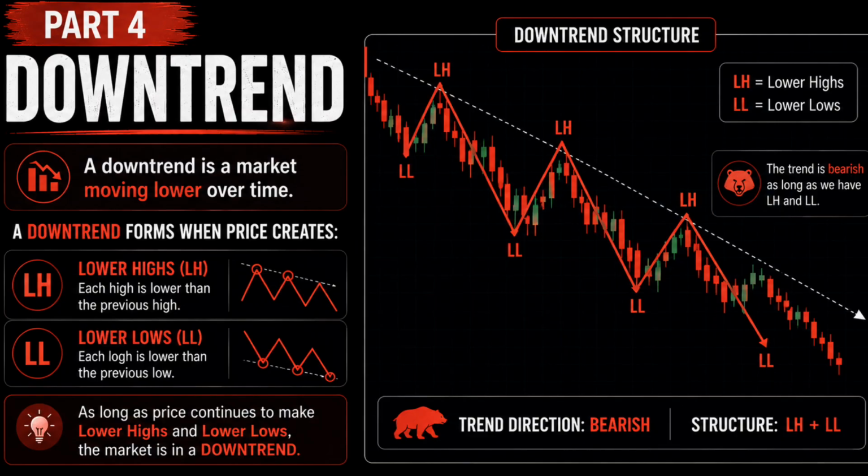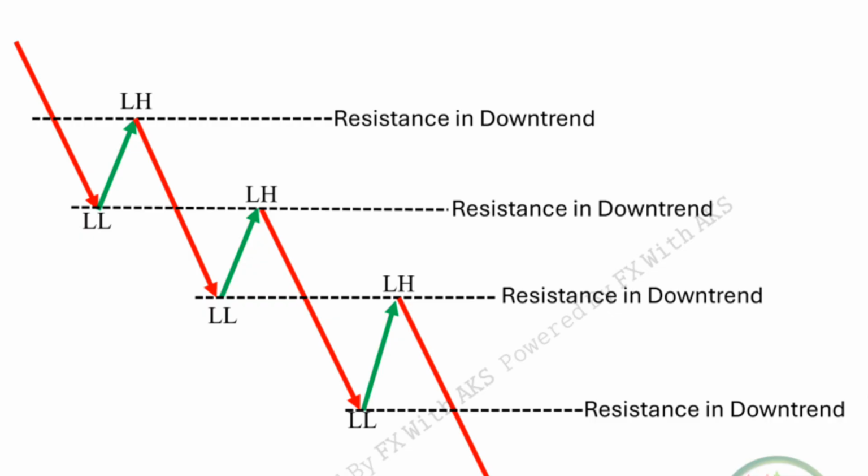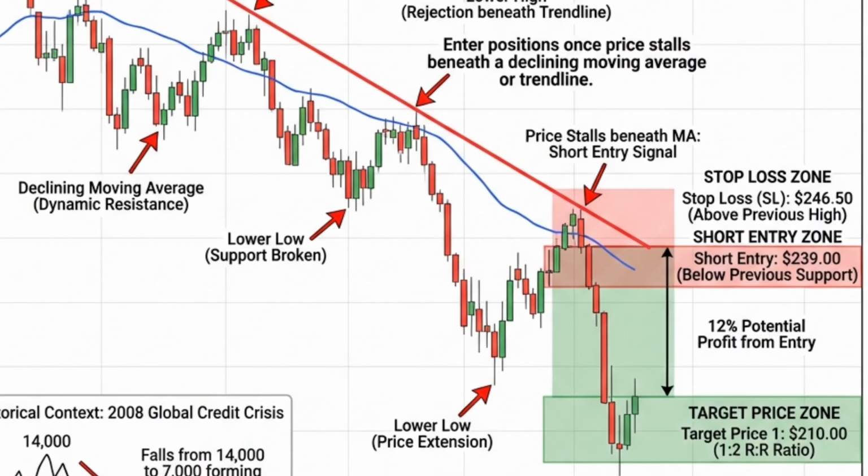Downtrend. A downtrend is a market moving lower over time. A downtrend forms when the price creates lower highs and lower lows. What is a lower high? A lower high is when price retraces upwards but fails to break the previous high. What is a lower low? A lower low is when price falls below the previous low. What does a downtrend tell us? Sellers are in control. During a downtrend, traders generally look for selling opportunities rather than buying.